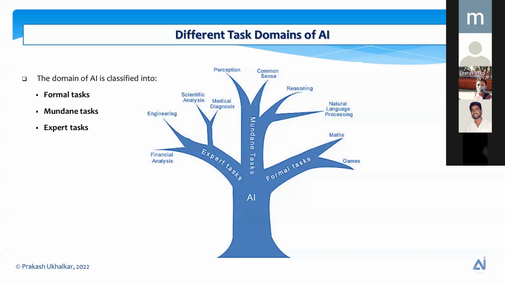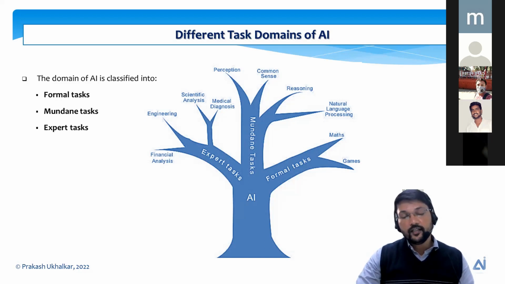Expert tasks. When I say expert tasks, what could be the possible expert tasks? Like mentioned there, financial analysis, engineering, scientific analysis, medical diagnosis, fault finding, manufacturing. I just mentioned this before on the earlier slide as well. Expert systems, when I mentioned fuzzy logic, I mentioned neuroscience, right? Then automobiles, monitoring, medical diagnosis, creativity, innovations, all that is included in the expert tasks. So that is how you can understand the different task domains of AI.